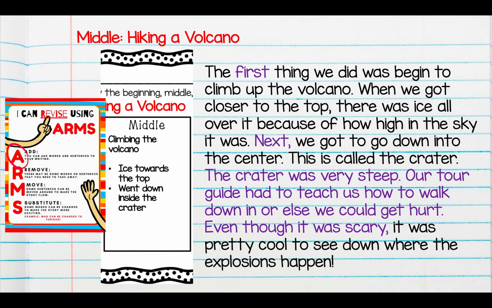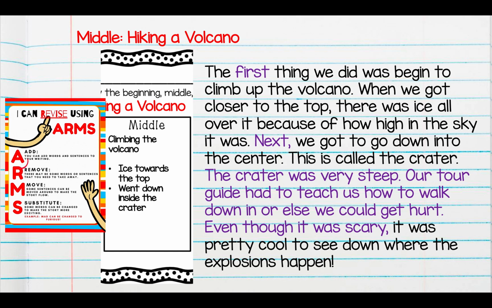Now I'm going to move on to the middle of my story. I made sure that I had transition words in my story. Those words like first, next, after that, finally. So those are in purple to remind you that you should add some transition words to your story as well. Remember, everything in purple is what I've added to my story. The first thing we did was begin to climb up the volcano. When we got closer to the top, there was ice all over it because of how high in the sky it was. Next, we got to go down into the center. This is called the crater.